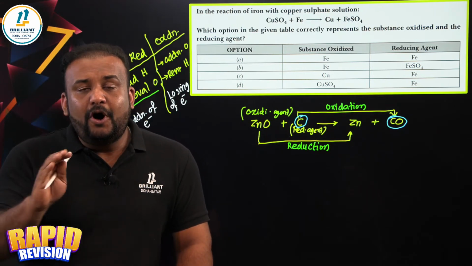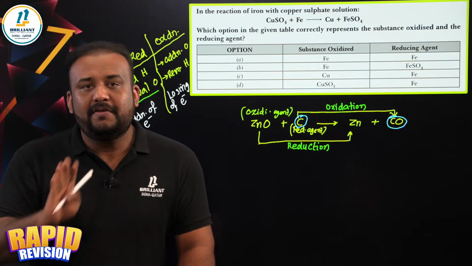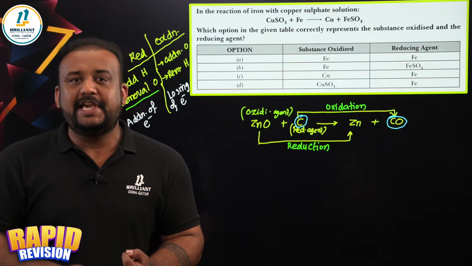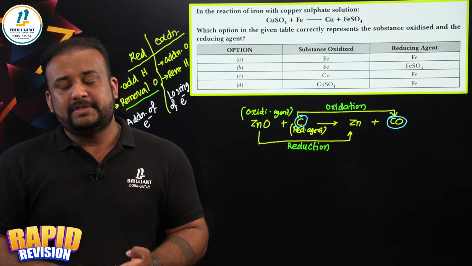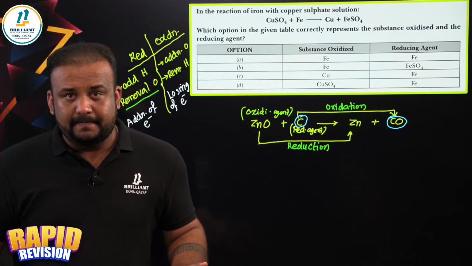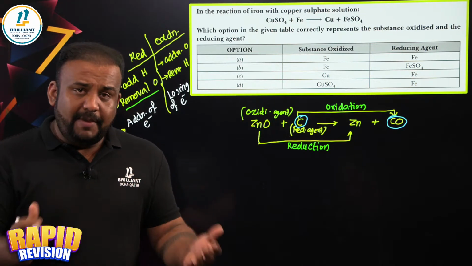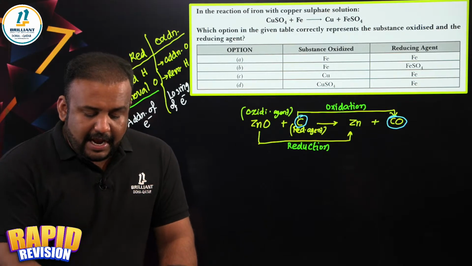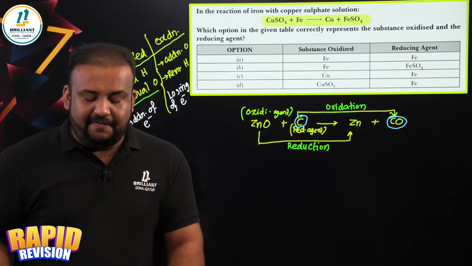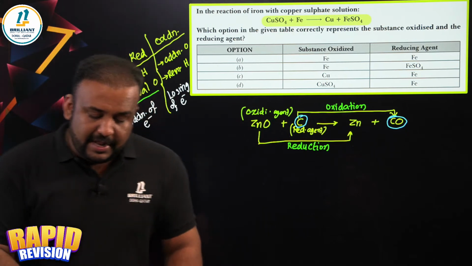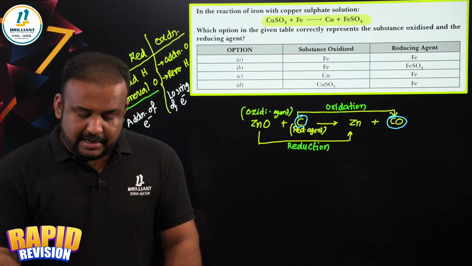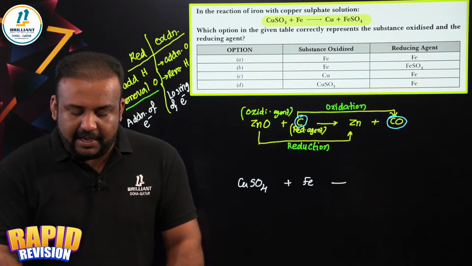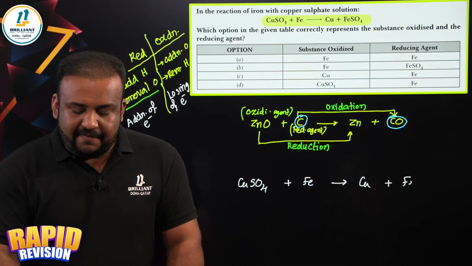So four important points must be clear from this question. What is reduction? What is oxidation? Which is the oxidizing agent? Which is the reducing agent? So I hope it is very clear to everyone. Right. Now coming to the equation given in this question. Look at this equation. In this case, CuSO4 plus Fe gives Cu plus FeSO4. We can view this reaction from a different perspective.